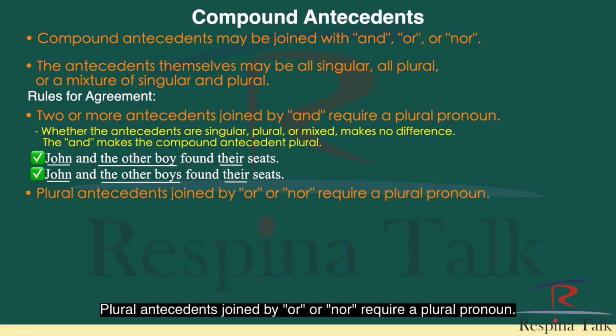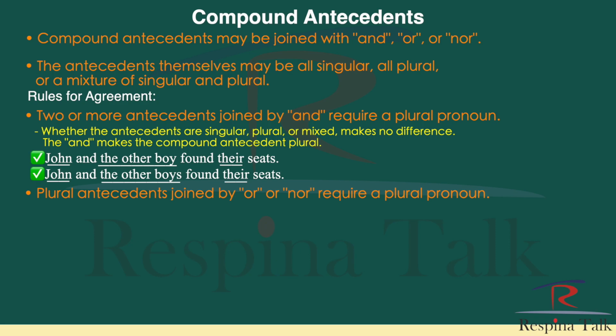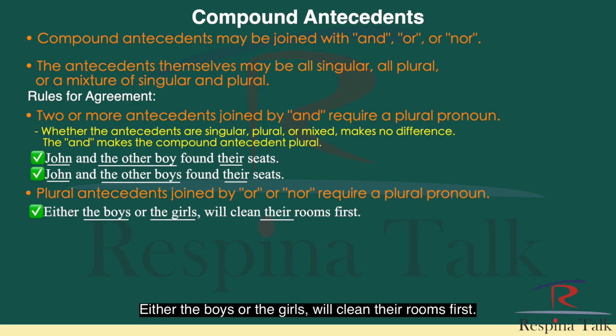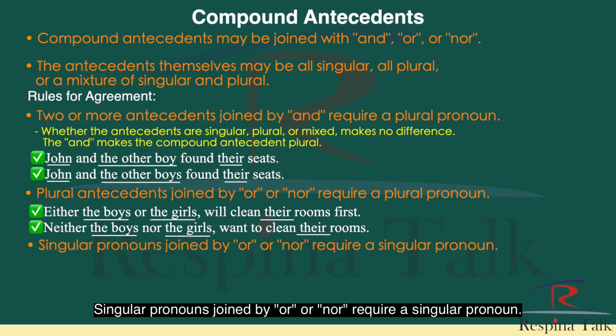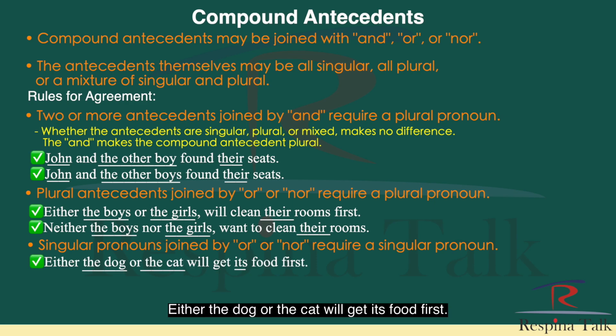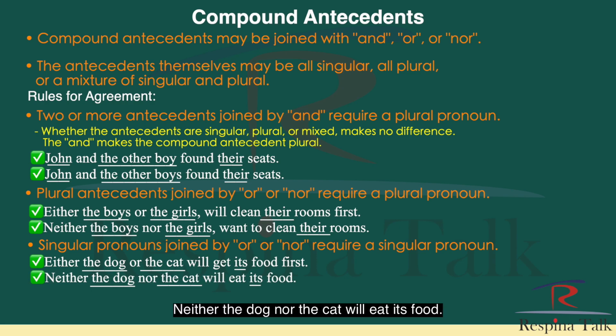Plural antecedents joined by or or nor require a plural pronoun. For example, either the boys or the girls will clean their rooms first. Neither the boys nor the girls want to clean their rooms. Singular antecedents joined by or or nor require a singular pronoun. Either the dog or the cat will get its food first. Neither the dog nor the cat will eat its food.